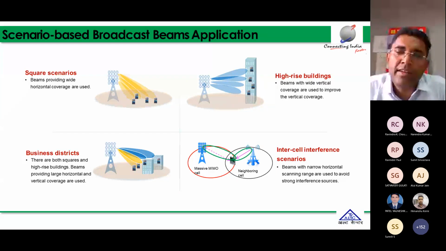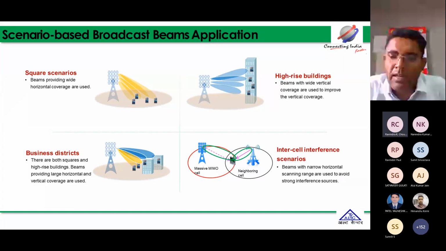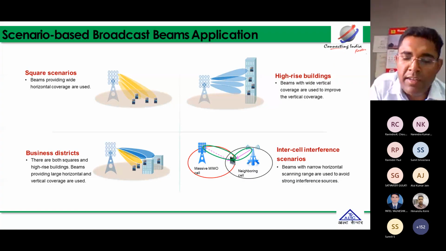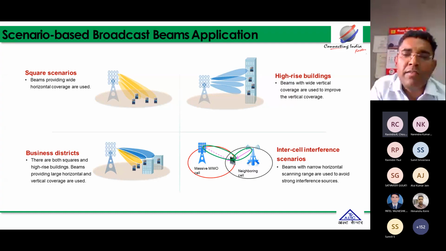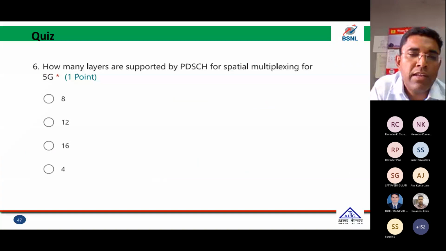So these are some applications. Actually, there are many more scenario-based applications, but I have found these applications from the Huawei white paper. I think it is good, so I have added it in my slide. Right. If you have any question, then please ask me. Otherwise, we will go to the quiz.